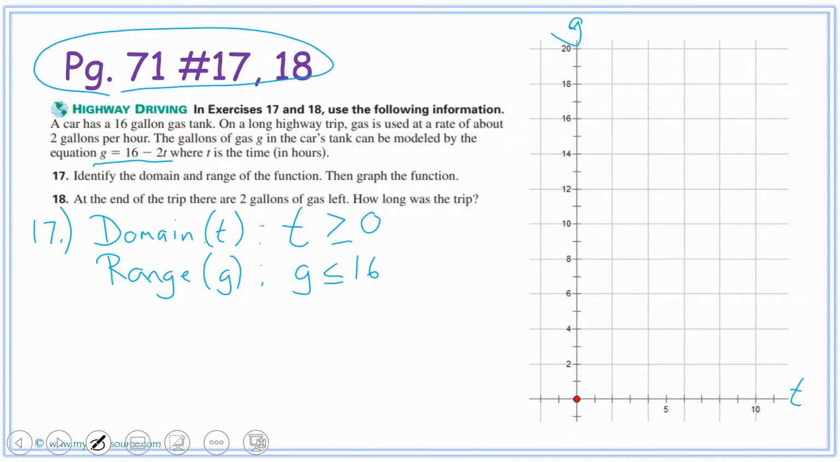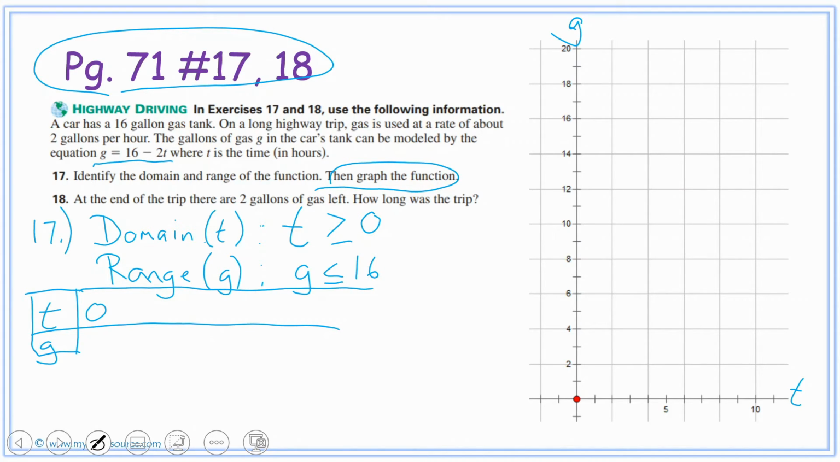And so if we go ahead and do it, it wants us to graph first. So we graph. All right, so number 17, we're going to go ahead and create a table of values. And remember, our x is going to be t and our y's will be g. And so if we create a table of values, we're going to start at our first domain, which is 0. We're not going to have any negative values because our t will not allow for that.